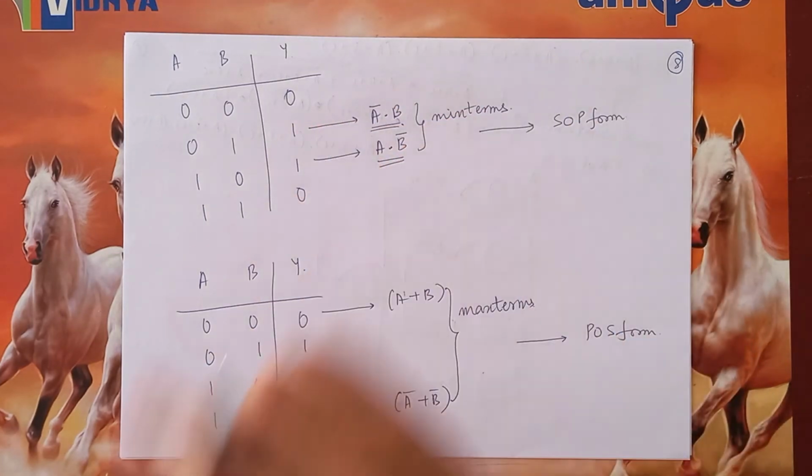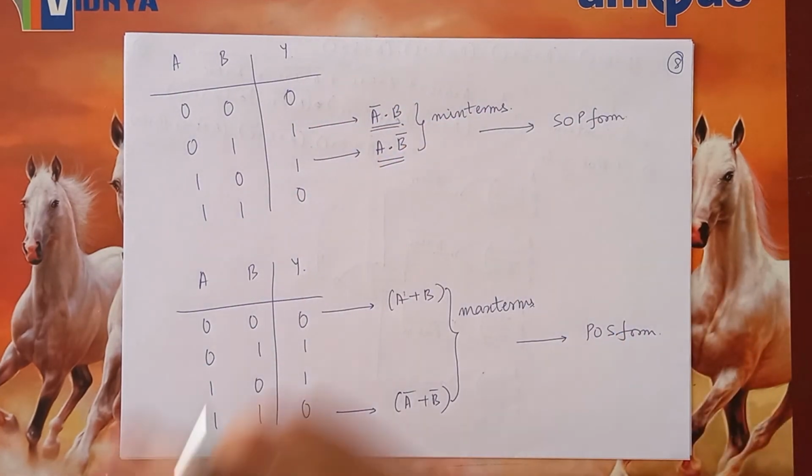So the terms where you look for ones in the truth table output, those terms are called as min terms. And the terms where you are looking for zeros in the truth table output, that is called as a max term. So you may question why that is.